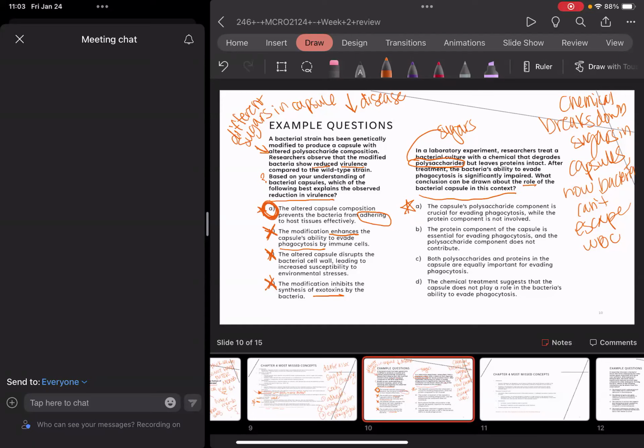Second choice, the protein component of the capsule is essential for evading phagocytosis, and the polysaccharide component does not contribute. We're breaking down the sugars, and now we can't evade. It's the sugars. So it's not the protein. C, both polysaccharides and proteins in the capsule are equally important for evading phagocytosis. Now, this one's a little trickier. We can't really rule this one out necessarily, but we know that the sugars are important for evading phagocytosis. So A is the one that we're leaning toward as the most correct so far compared to C. D, the chemical treatment suggests that the capsule does not play a role in the bacteria's ability to evade phagocytosis. Clearly it does, right? So we can rule that out. So A is our answer.